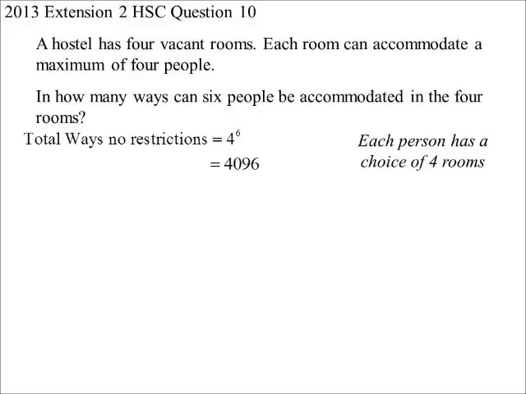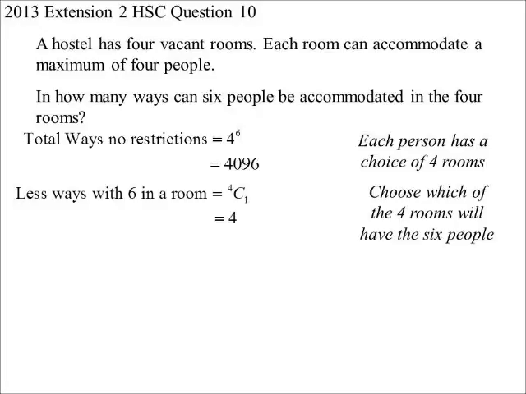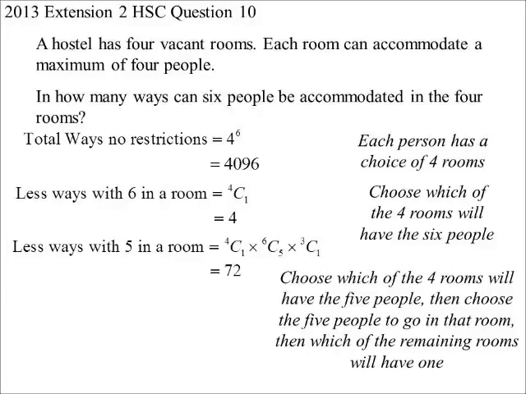Now the reason I've done that is because I think it's going to be easier to work out the number of ways things can't happen and take away from the total number. So what can't happen? Well, we can't have all 6 in one room. So number of ways, well, we choose which room all 6 are going to go into. 4C1. So there's 4 different ways all 6 could go in one room. Okay. What else can't happen? 5 goes into one room and then someone else will just be in another room. That can't happen.